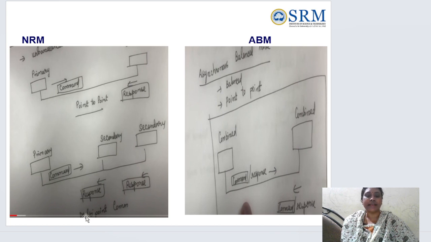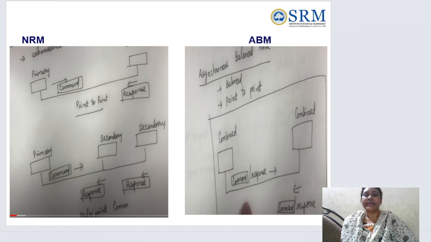Even if we access multi-point information, the primary sends the command to the different secondary stations. These secondary stations send the response to that command, so it looks like an unbalanced mode. This is called the normal response mode.